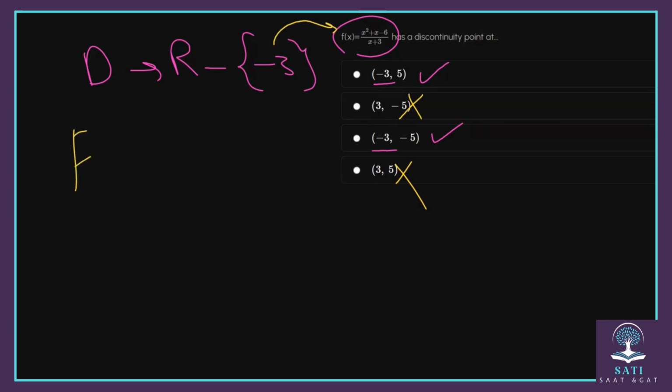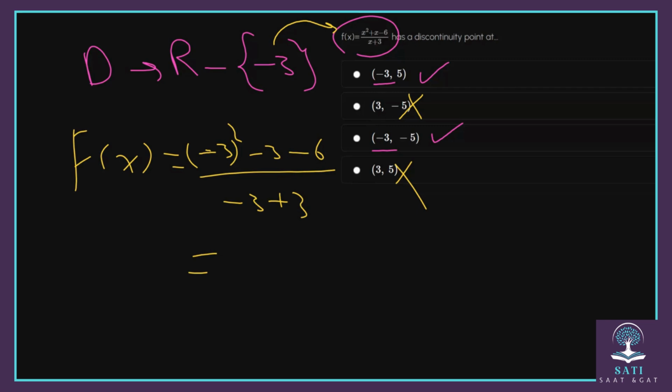So f of x equals x squared, so -3 squared, minus 3 minus 6, over -3 plus 3. What will you find here? When you substitute, it's going to be 9 minus 9, so the numerator is 0 and the denominator is what?